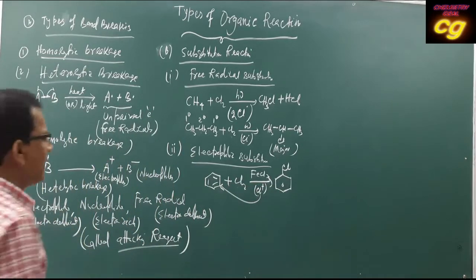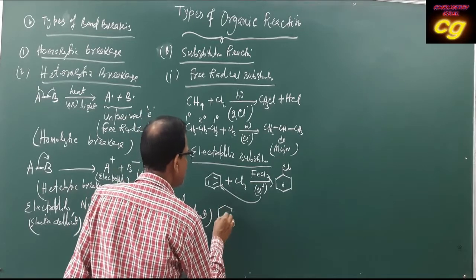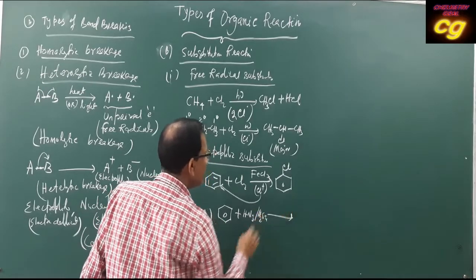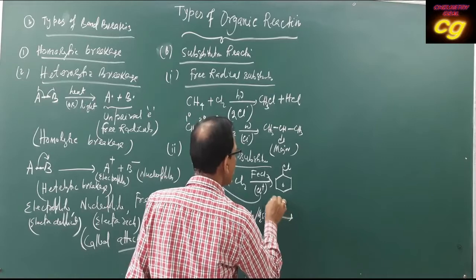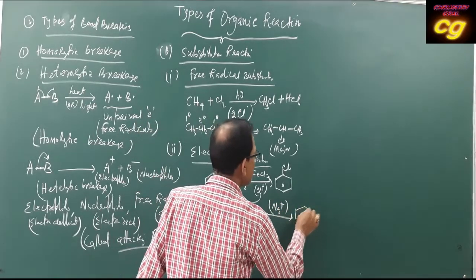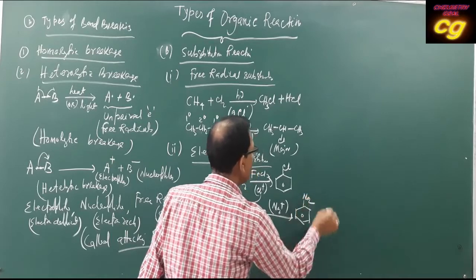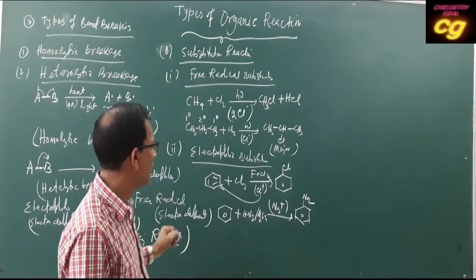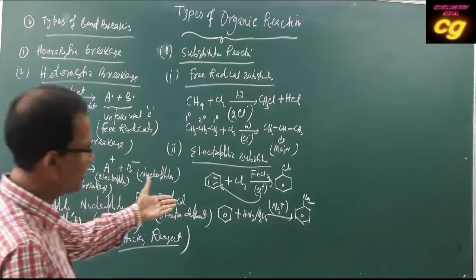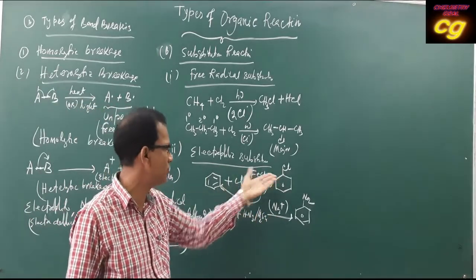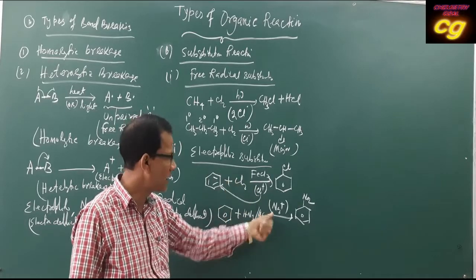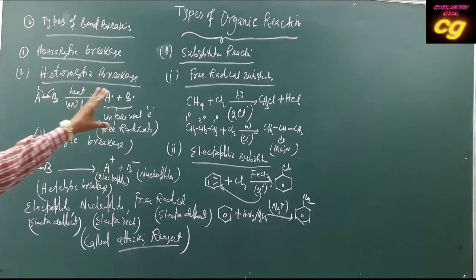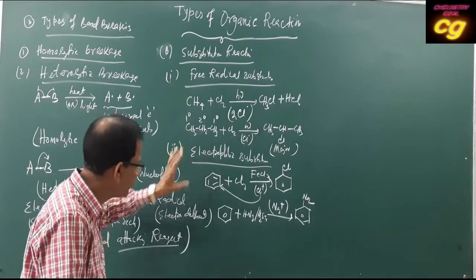There are many examples. Nitration also takes place. Benzene ring plus a mixture of nitric acid and sulfuric acid forms the electrophile NO2 plus, which gets substituted in benzene forming nitrobenzene. Here NO2 plus and Cl plus both act as electrophiles. This is called the nitration reaction, and this is called halogenation, with attack of Cl plus. Here is the attack of NO2 plus. Both are electrophiles. So on the basis of the attacking reagent, one is called free radical substitution and this is called electrophilic substitution.